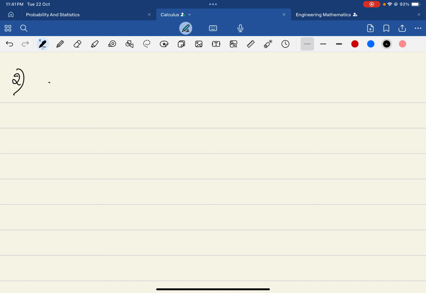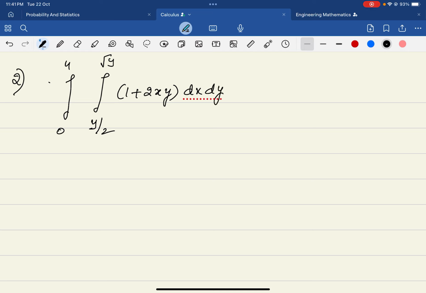Second problem. Double integral, y from 0 to 4, and x from y by 2 to root y, of 1 plus 2xy dx dy. So this is the problem. Okay, let us now solve how to do that.